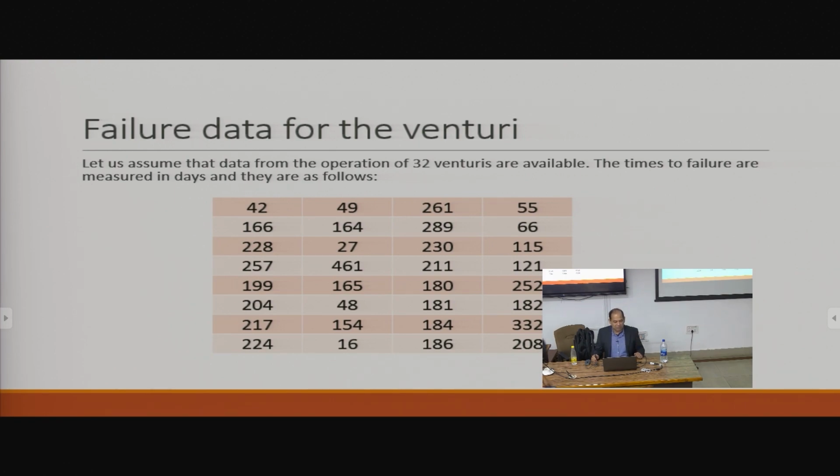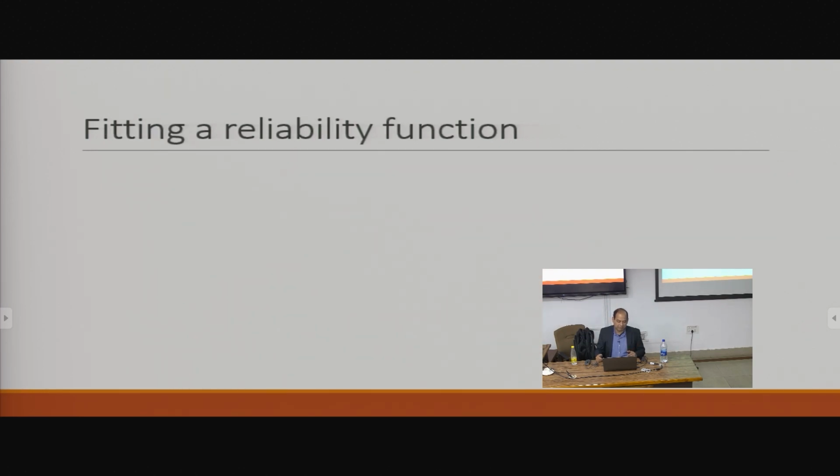Right, so let's say that we had data for the operation of 32 Venturis, and they look like this, right? I showed you a small graphic of 5 or 6 Venturis failing at certain times. Let's say we were able to collect data on 32 Venturis. Okay. So what do we do now? Or what should we do now? We can fit a reliability function. That's one thing that we can do.